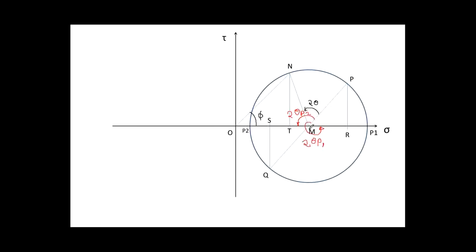Now from here, if I take the plane from MP like this, this is the first plane, this is your twice theta P1. And from here, this angle is twice theta P2. That is twice theta P2. But you have to mark it as negative because it is going in the clockwise direction.